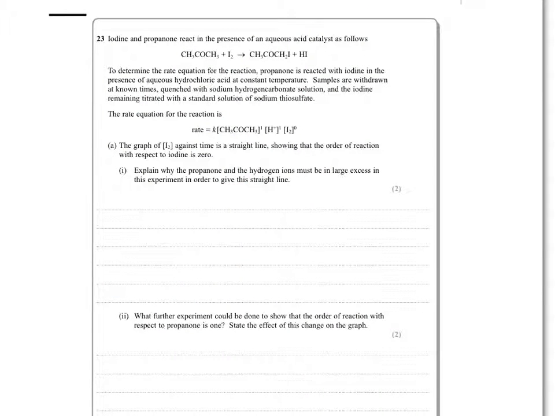The important part to notice about this question is that it states that the propanone and the hydrogen ions are in a large excess. That means that we can say that these are essentially constant and therefore will have no effect on the rate. That means it is only the iodine concentration affecting the rate, so we can work out the order with respect to iodine. Be careful that you are specific and say it is the iodine concentration rather than just the iodine. You need to be specific.